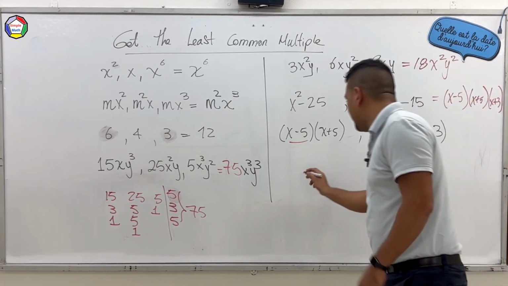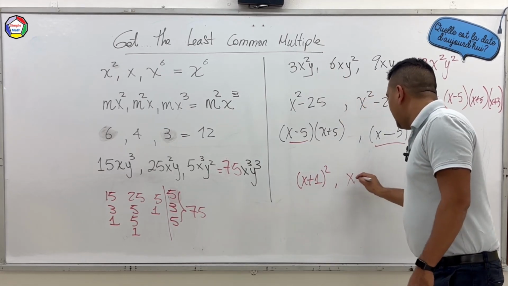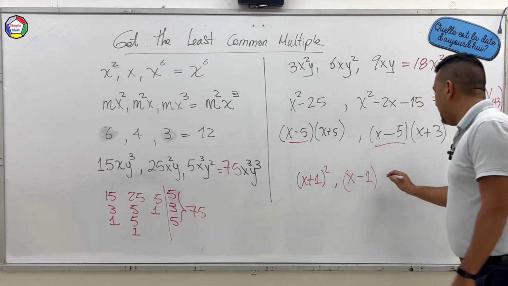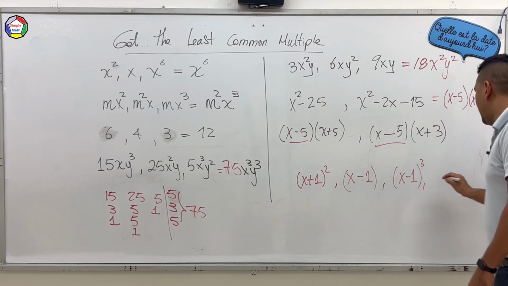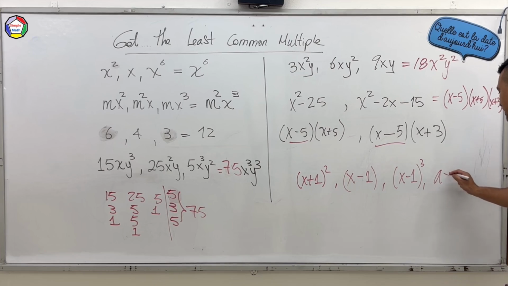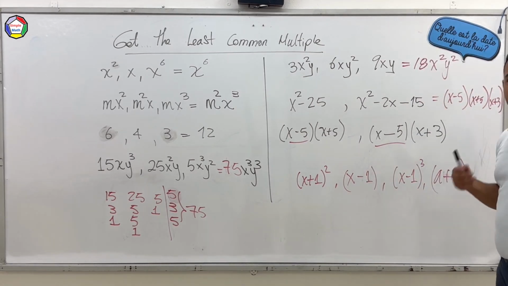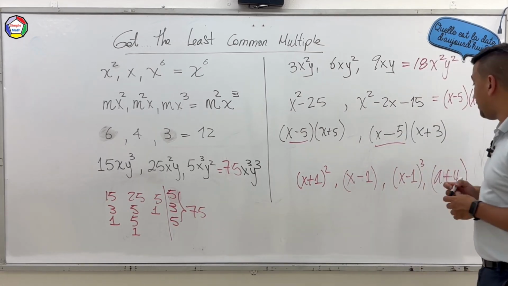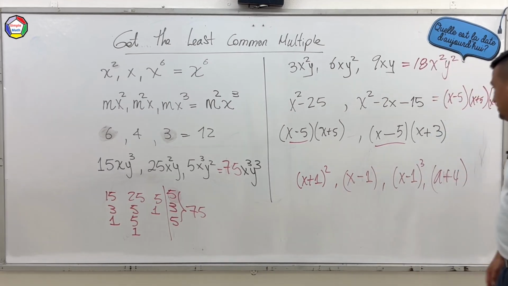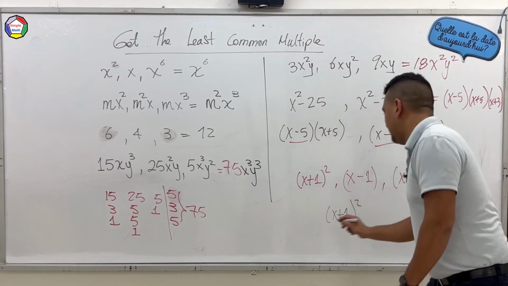Imagine the exercise is this one. x plus 1 squared, x minus 1, let's say x minus 1 cubed, and x plus 4. Remember, the least common multiple is made by, if the parenthesis is repeated, we write it once with the highest exponent. So in this case we have x plus 1 is alone, so I'm going to write it x plus 1 squared. This is the answer.